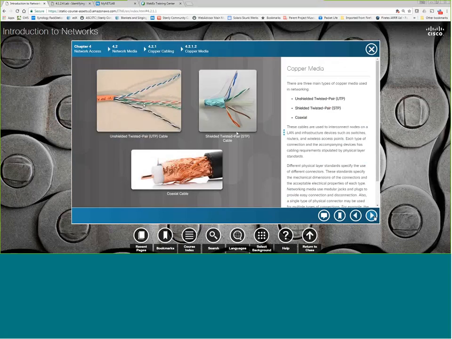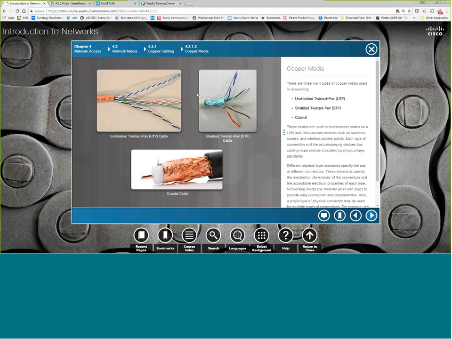We use unshielded twisted pair cabling, and we've moved into using some shielded twisted pair cabling depending upon the speeds that you're using. And then the other type of copper media we use is coaxial cable, which has been around since the beginning of the dinosaurs.